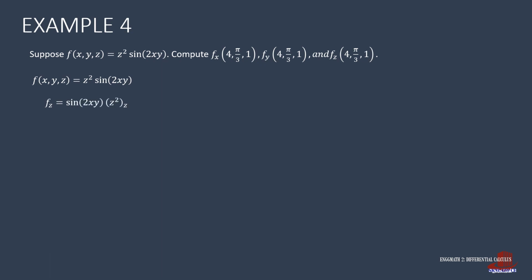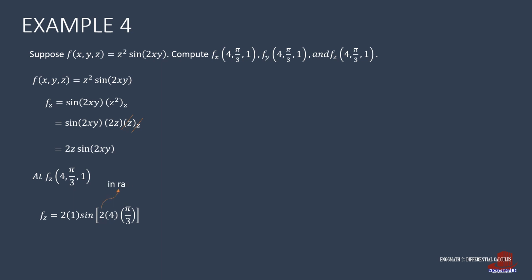Lastly, solve for the partial derivative of the function with respect to z, where we start with sine of 2xy times the derivative of z squared. After differentiation, the function becomes sine of 2xy times 2z with the derivative of z, where dz over dz is 1, resulting in the partial derivative as 2z times sine of 2xy. With the coordinates, f sub z becomes 2 times 1 times sine of 2 times 4 times pi over 3, where sine is in radians. Then the partial derivative of the function with respect to z is root of 3.